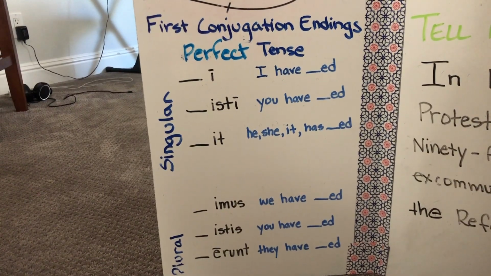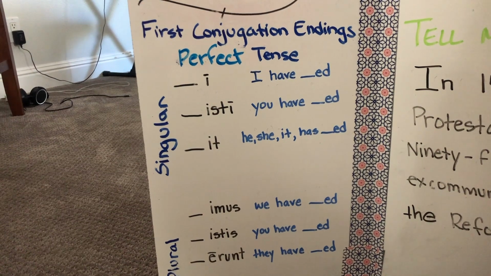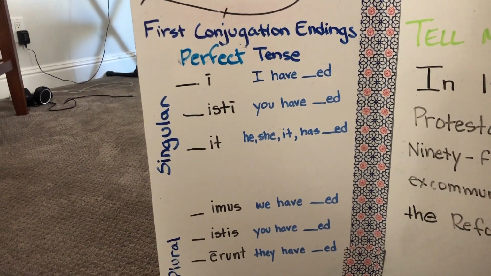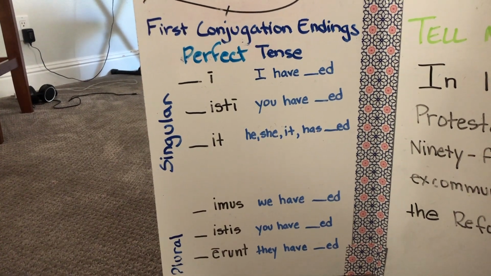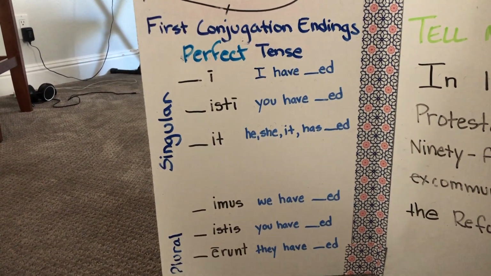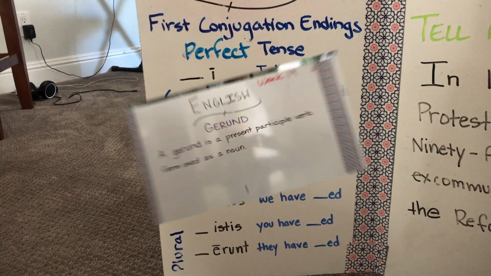Eo, is, it, ms, is, to Saren. First conjugation, perfect tense.